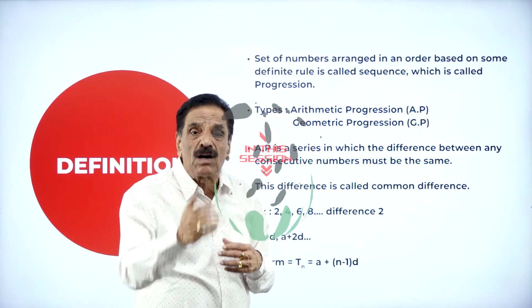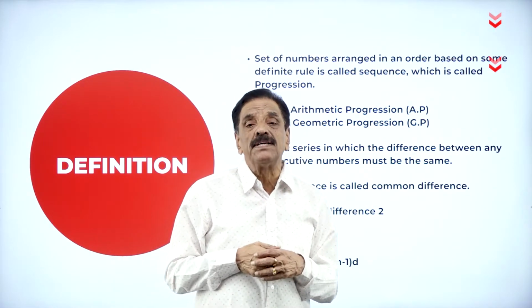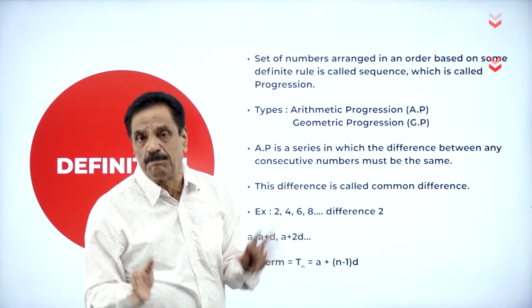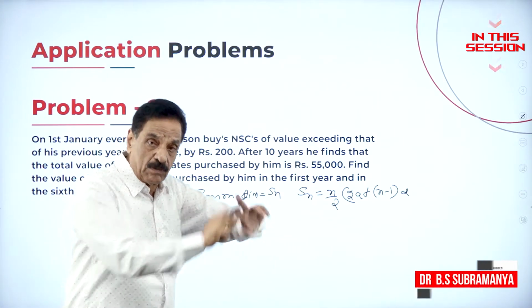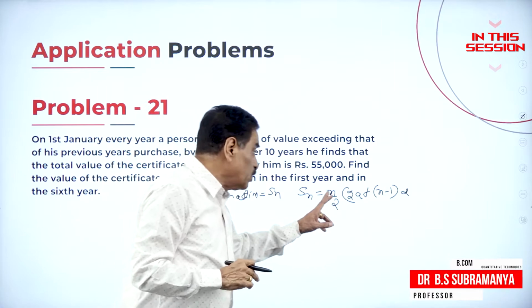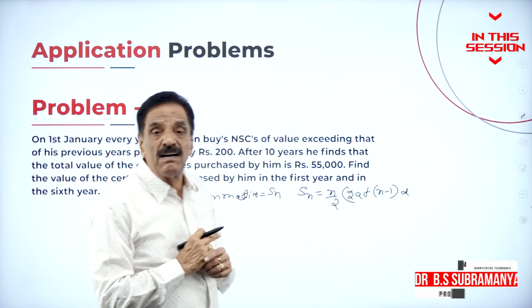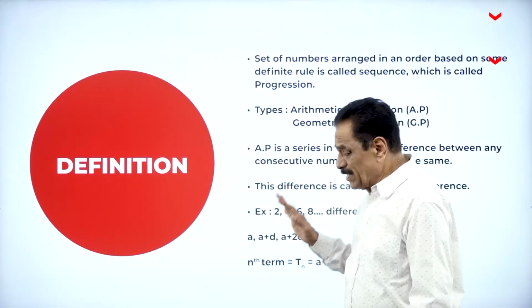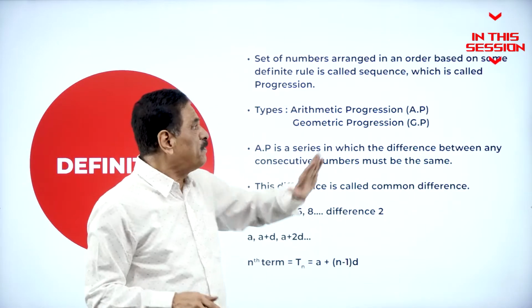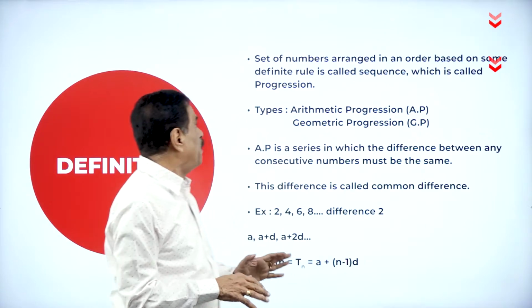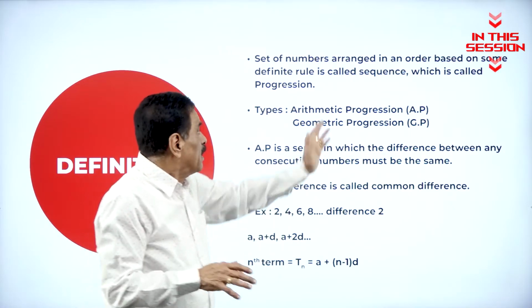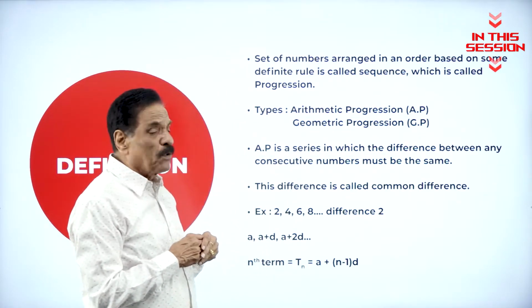Arithmetic progression is called AP. Geometric progression is called GP. Sn is the total of the AP. N is equal to the number of terms. A is called the first term. D is called the difference. A set of numbers arranged in a definite order, or in an order based on some definite rule, is called a sequence, which is called progression.